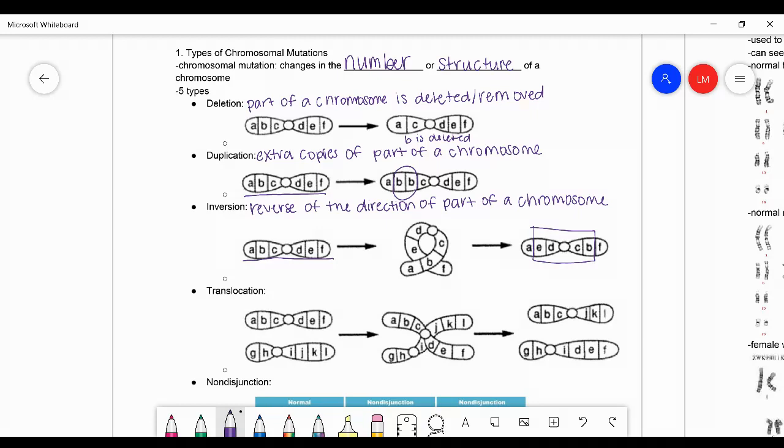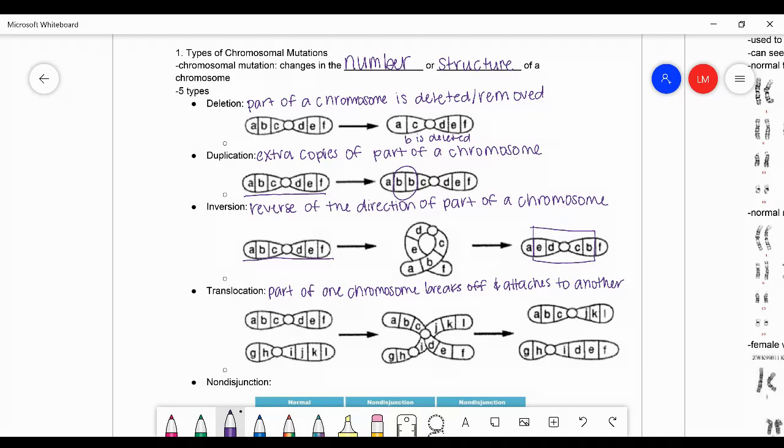The fourth type is called a translocation, and that occurs when part of one chromosome breaks off and attaches to another.